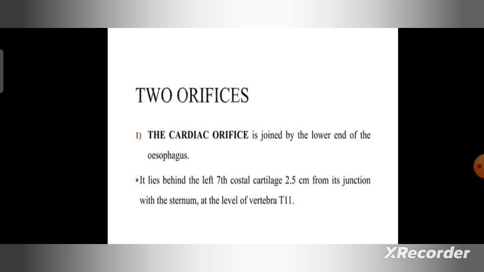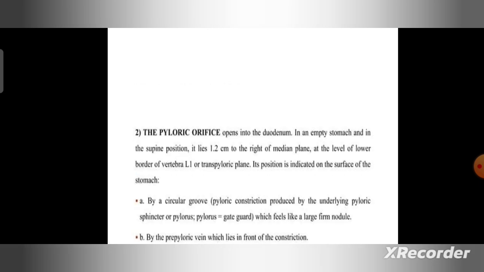It lies behind the left 7th costal cartilage, 2.5 centimeter from its junction with the sternum, and at the level of vertebra T11. Second is the pyloric orifice, which opens into the duodenum. In an empty stomach and in the supine position, it lies about 1.2 centimeter to the right of the median plane and at the level of the lower border of vertebra L1, the transpyloric plane.